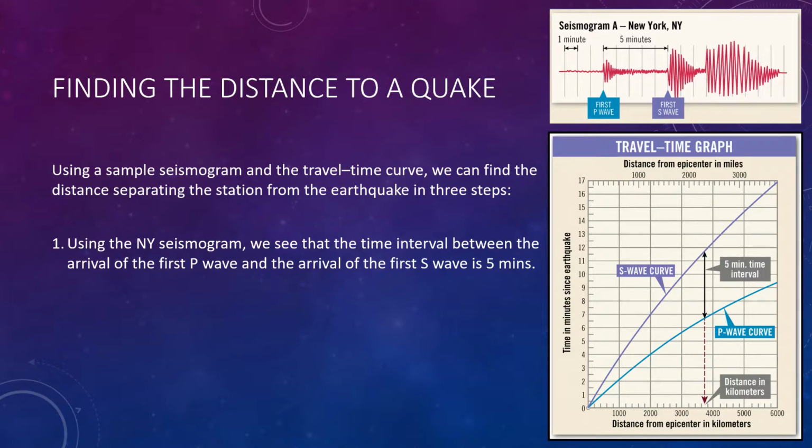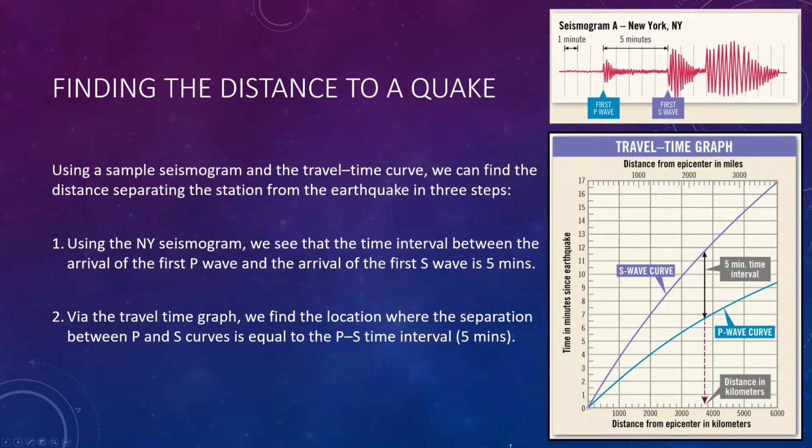Using the sample seismogram for New York on the last slide, we are going to use the travel time graph to determine the distance separating the recording station from the earthquake in just 3 steps. So we're given this sample and the travel time graph, and we're going to figure out how far away the station was. Step 1, using this New York seismogram, we can see that the time interval between the arrival of the first P wave and that of the first S wave is about 5 minutes. Here's the start of the P wave, here's the start of the S wave. That's 5 intervals or 5 minutes apart.